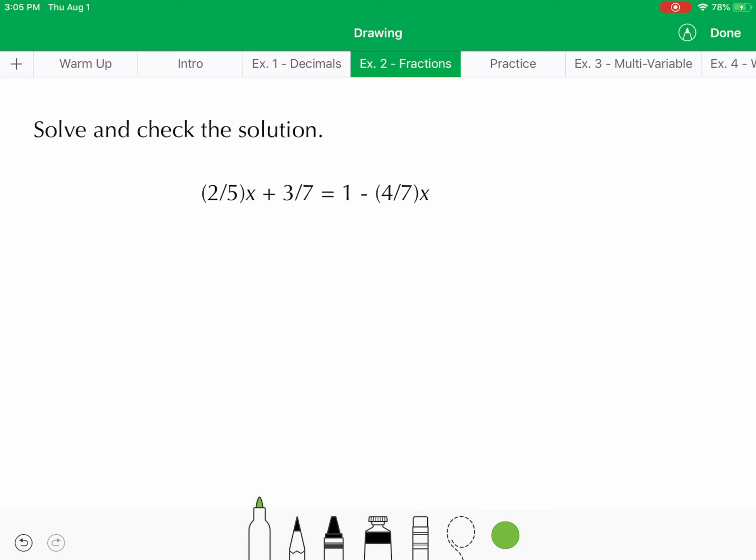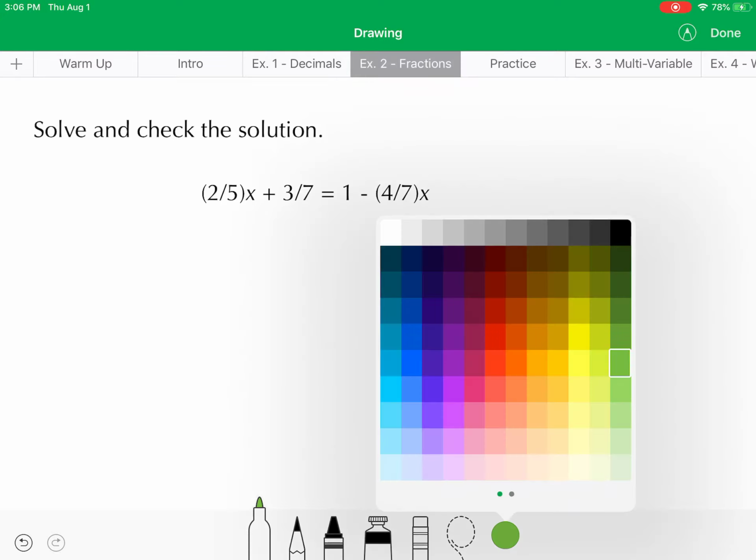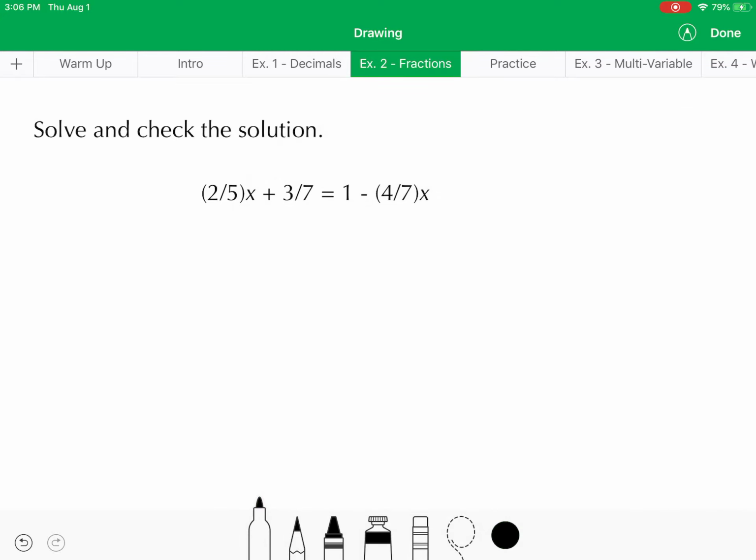All right, solve and check the solution here. Notice there are several fractions in this particular equation. I know we don't like working with fractions, so we can use a pretty similar approach to what we did in the last example in order to clear the fractions of this equation, make it a lot more user-friendly. Now first of all, I'm going to rewrite this so that I get rid of those parentheses. This is 2/5 x plus 3/7 equals 1 minus 4/7 x.